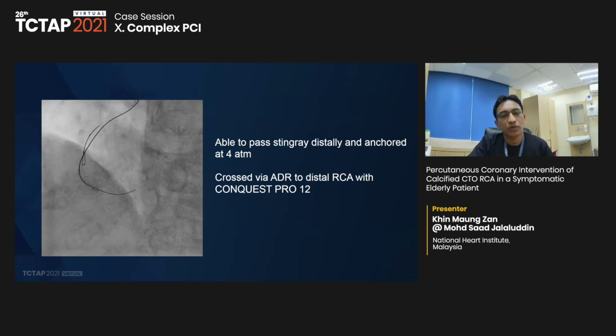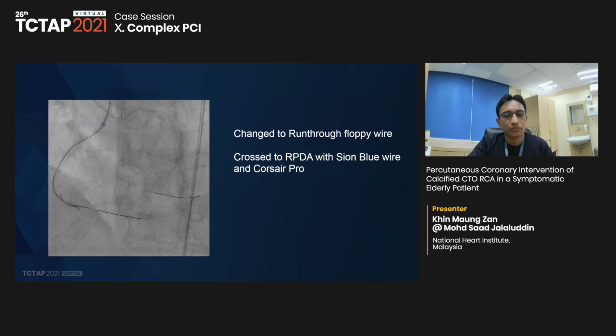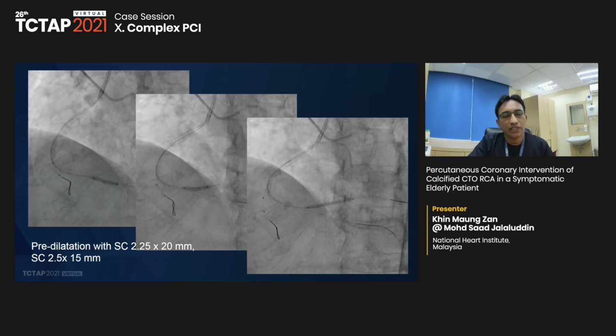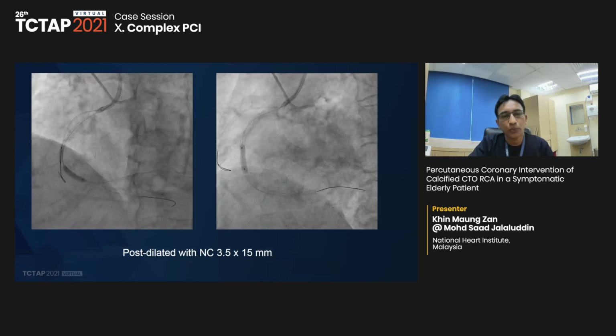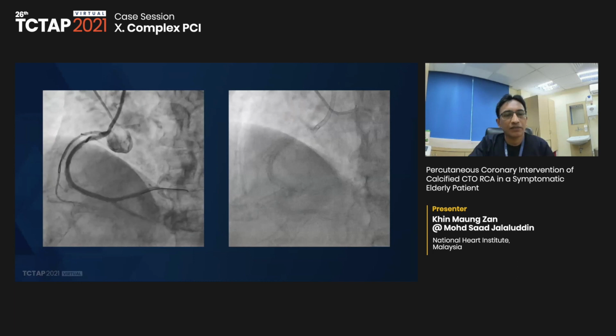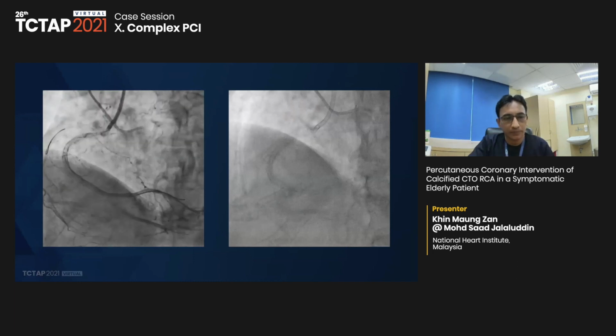So we changed to a softer wire to the PL, and we put another wire to the RPDA. We pre-dilated the lesion with a semi-compliant balloon, 2.25 by 20 and 2.5 by 15 millimeter. And we stented distal RCA with DS 2.5 by 48, mid RCA with 3.0 by 32, and proximal RCA with 3.5 by 38. We did post-dilatation with NC 3.5 by 15. And this is the final result of the RCA after the PCI.